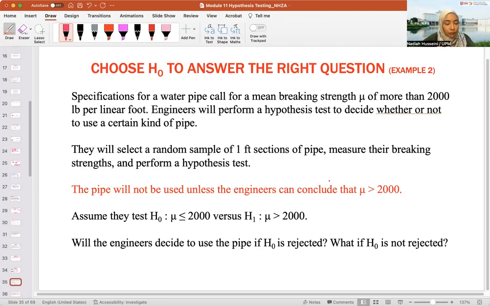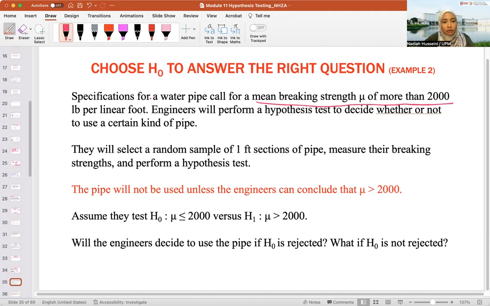Okay, so last one, bear with me. Specifications for a water pipe call for a mean breaking strength, mu, of more than 2,000 pounds per linear foot. Just a unit, don't worry about it. Engineers will perform a hypothesis test to decide whether or not to use a certain kind of pipe. They want to decide whether they can use this pipe or not. And for them to decide, the mean breaking strength mu has to be more than 2,000 pounds per linear foot. It has to have this mean. This is the critical value.